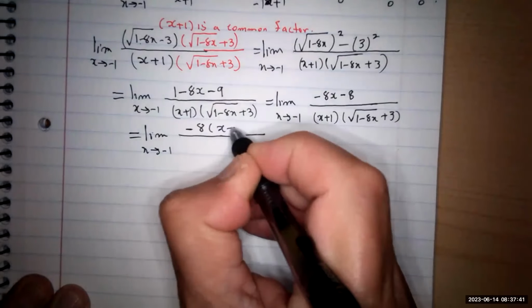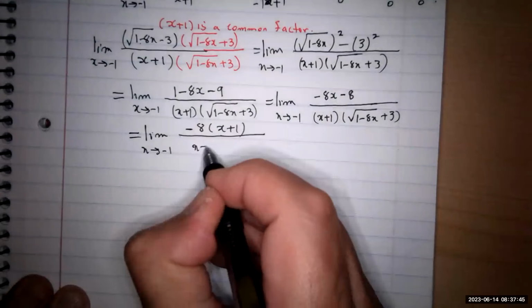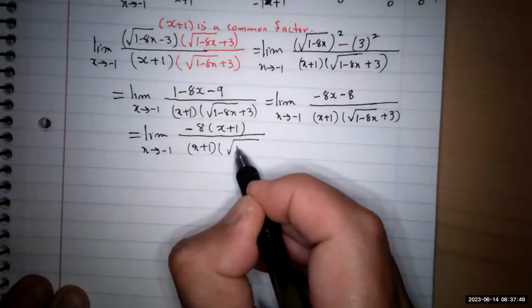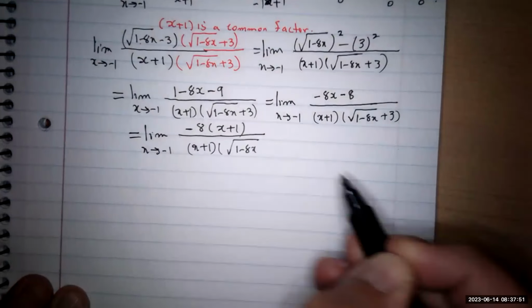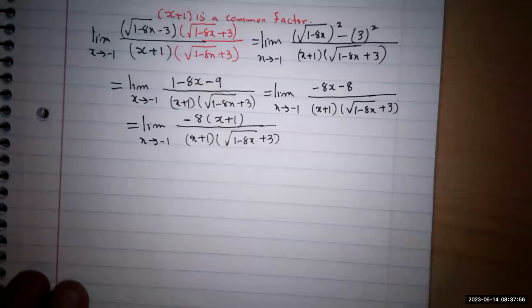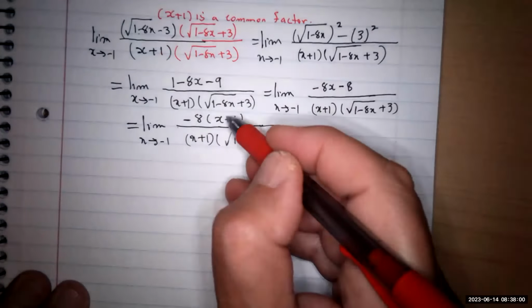So that gives us x plus 1. You see, you must get your common factor. That's why you need this factoring. So we have the radical 1 minus 8x plus 3. Now we get the common factor. Remember, limit, limit, limit, limit. Now we can eliminate the common factor.